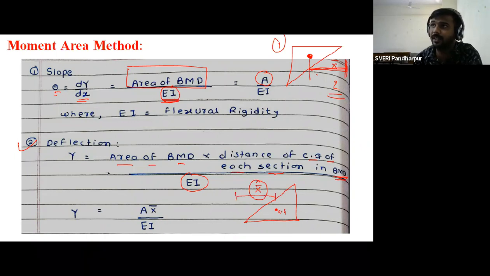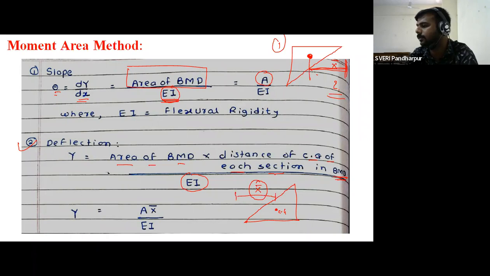And second formula is for the deflection. That is Y is equal to area of BMD into distance of CG of each section in BMD. प्रत्येक सेक्शनचा CG पॉइंट, मग ट्रायंगल असू द्या, रेक्टँगल असू द्या, पॅराबोलिक कर्व असू द्या किंवा क्यूबिक कर्व असू द्या, प्रत्येक सेक्शनचा CG डिस्टन्स आणि त्याचा एरिया ह्या दोन्हीचा प्रोडक्ट and divided by E into I, which is equal to Y is equal to AX bar divided by E into I. AX bar divided by E into I. So these are the two formulas. These are the basic formulas.